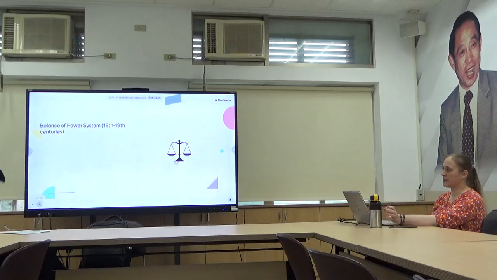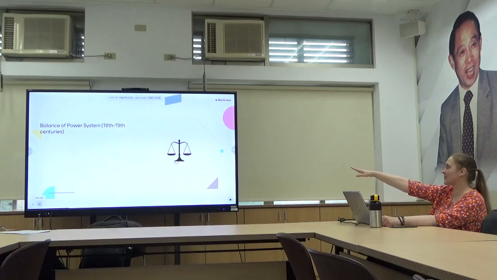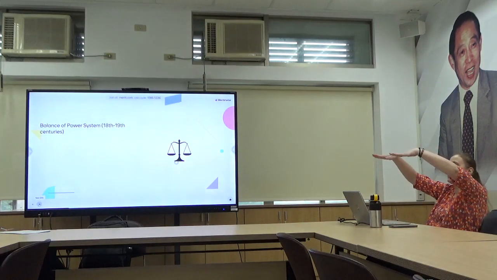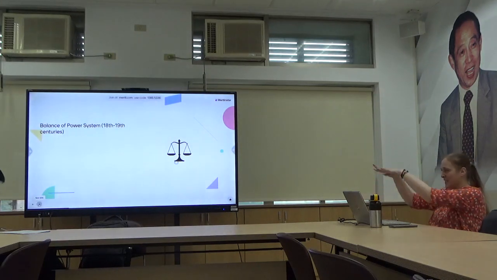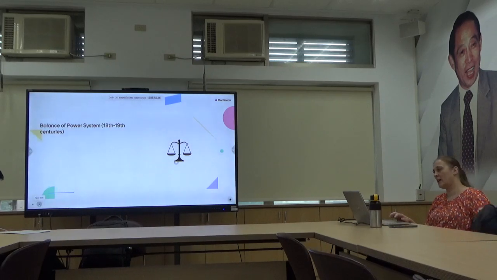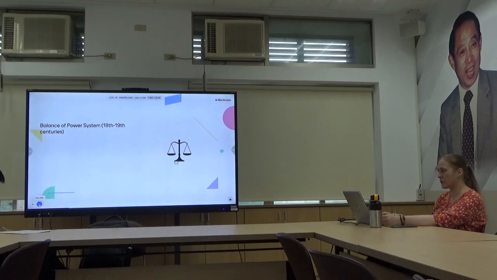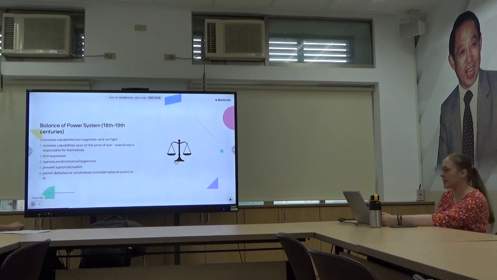So the first system is the balance of power system. On the right-hand side, you can see a balance. Okay, so this is called a balance. And when the 2 sides are like this, right, it's the same position, that's also called a balance, right? So this system was actually prevalent in the 18th and 19th centuries, maybe the beginning of the 20th century too. So what are the characteristics of this system?